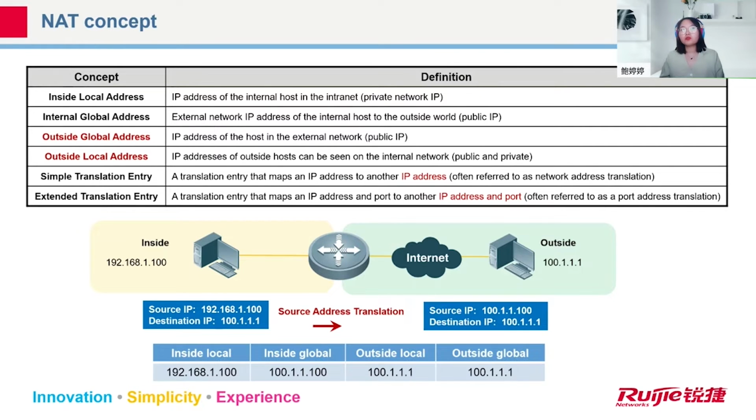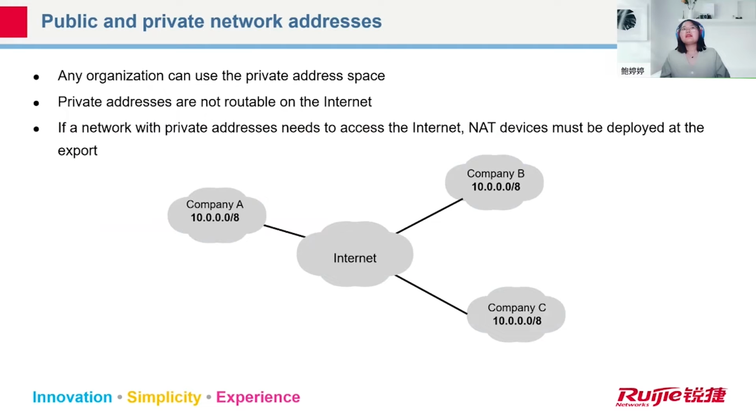And we will translate the source information. About public and private IP addresses: any organization can use the same private IP addresses at the same time, and private addresses cannot be visited on the internet. Like company A and B, all of them can use the private ranges.